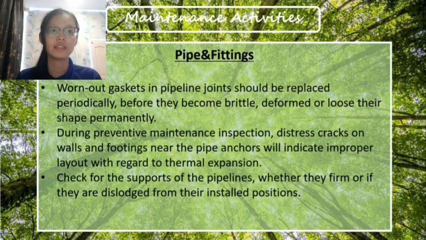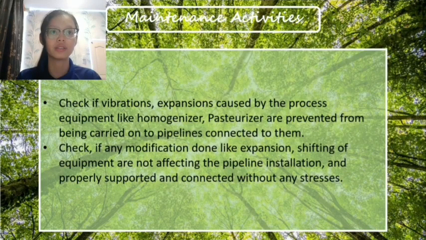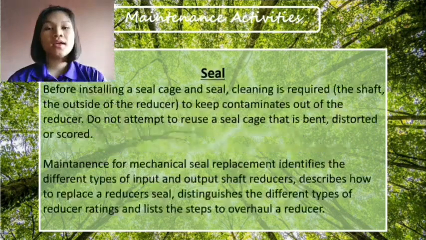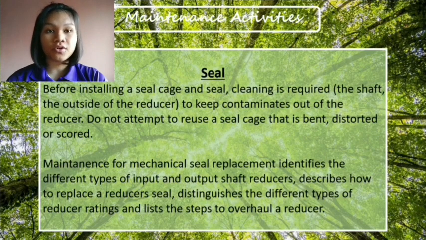Second, during preventive maintenance inspection, distressed cracks on wall and footings near the pipe anchors will indicate improper layout with regard to thermal expansion. Check for the support of the pipelines, whether they are firm or if they are dislodged from their installed position. Check if vibration caused by the process equipment like homogenizer, pasteurizer are prevented from being carried onto pipelines connected to them. Check if any modification done like expansion, shifting of equipment are not affecting the pipeline installation and properly supported and connected without any stresses. Lastly is maintenance activity for seal.